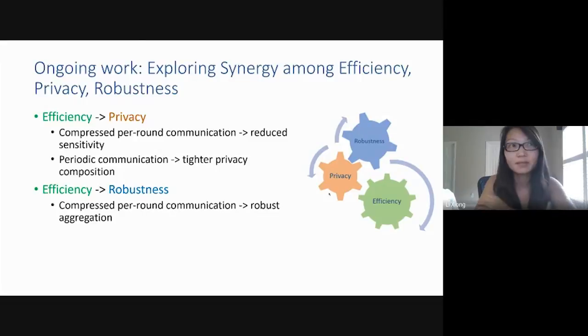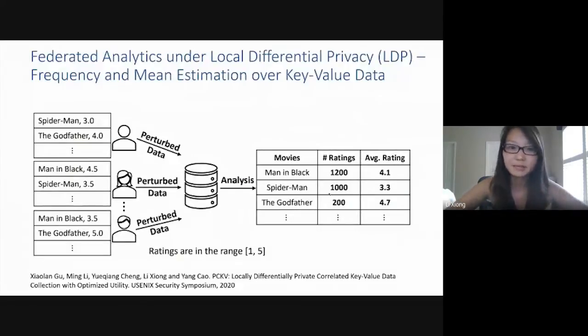For example, for privacy, the communication efficient techniques such as the compressed per round communication means reduced sensitivity, which means less noise should be required if we want to guarantee the same level of differential privacy. And the periodic or less frequent communication means less accumulated privacy cost or tighter privacy composition. So I think we should really explore this synergy to develop mechanisms that have better trade-offs. So that's for the federated tensor factorization.